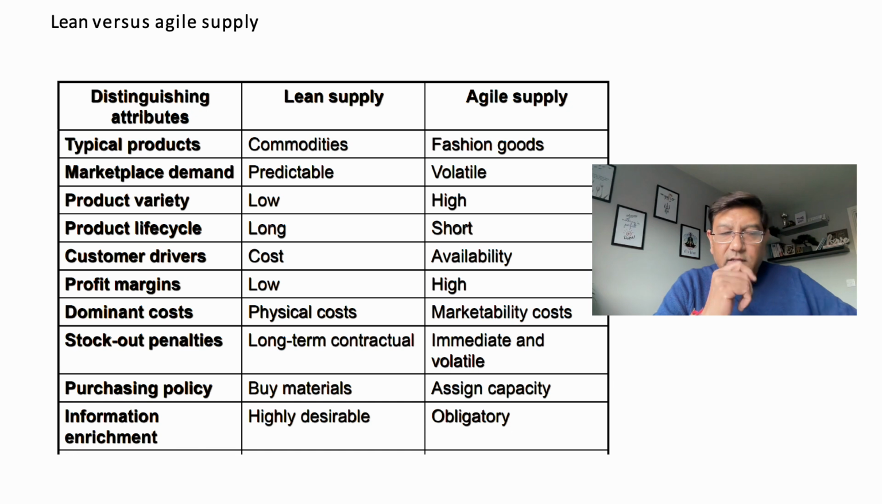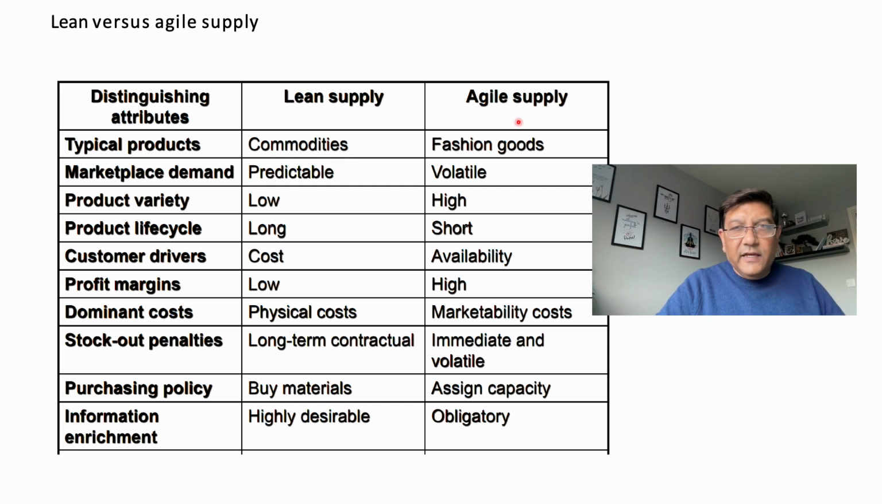Now here is another table which gives us the difference between lean and agile supply chain. For example, in the lean supply chain, it is mainly about the commodities, the products which have a constant demand. So commodities could be, for example, toothpaste, toothbrushes, and any product we are using in everyday life.